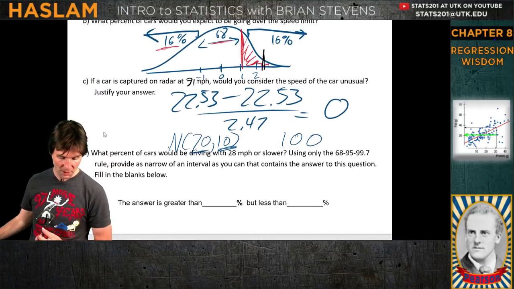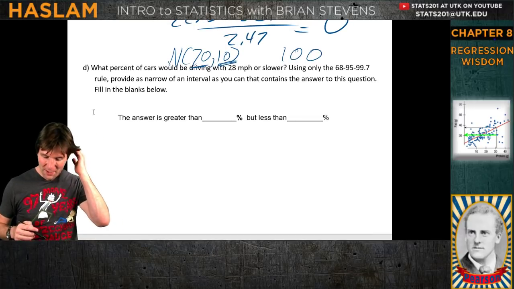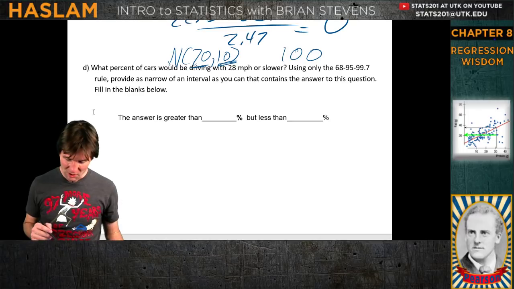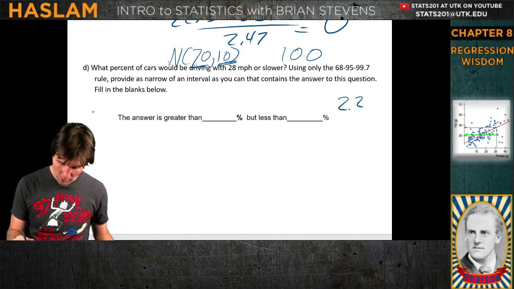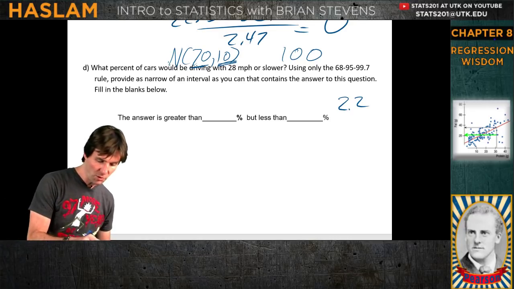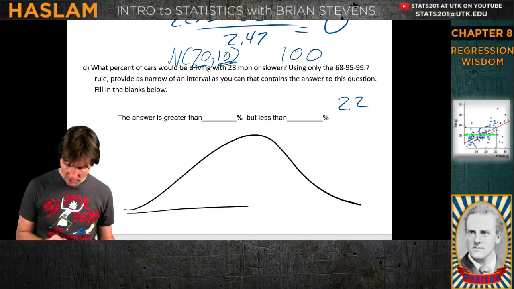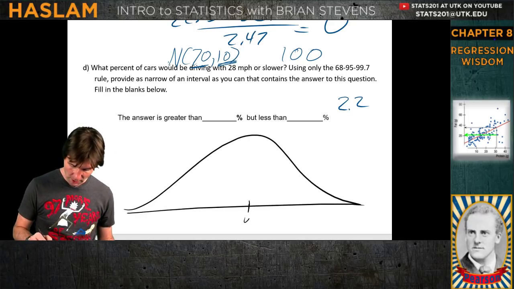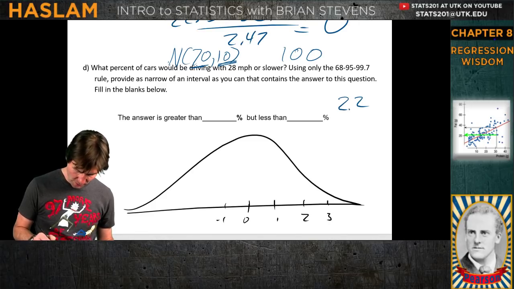Ooh, we get to a tough one. What percent of cars would be driving 28 miles per hour or slower? Now remember, we just z-scored this, and I think it was 2.2-ish, which is good enough. Here's what we're going to do. We're going to draw our normal curve, and once we get the normal curve, we're going to put 0 here, 1, and we're going to put 2 and 3. We'll put the other numbers just for fun, but those are the ones we really need.